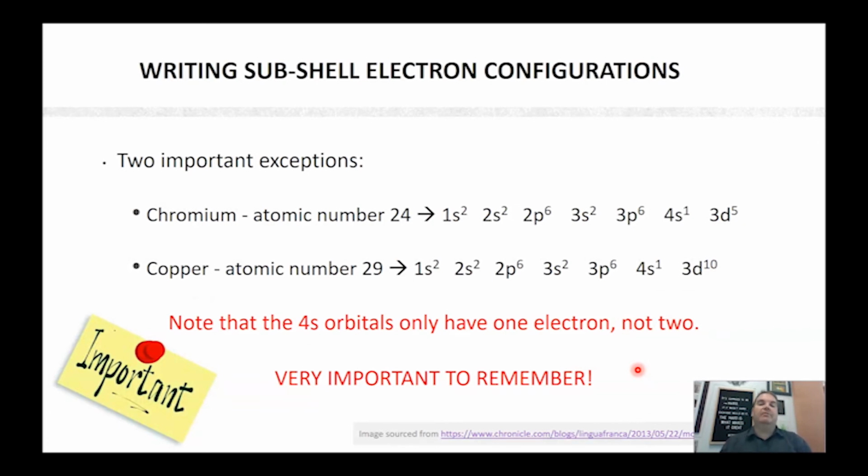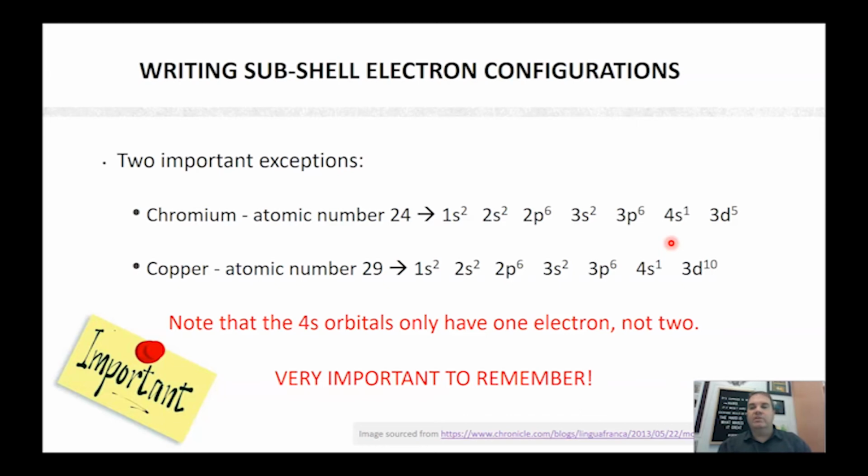That's chromium and copper. If you were going through and doing this normally, what you would end up with for chromium is 4s2, 3d4, and for copper you'd have 4s2, 3d9. I'm not going to go into the reasons here as to why these are 4s1 instead of 4s2. Basically, it's to do with pairing up electrons in the different subshells.